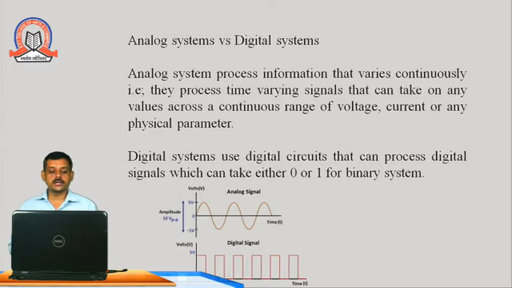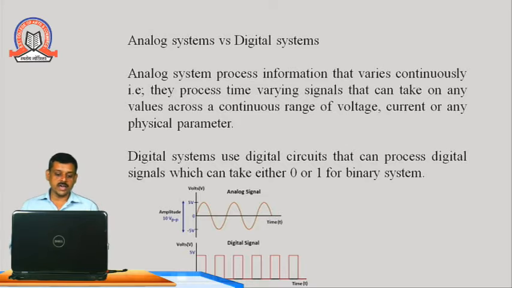Now what is meant by a digital system? A digital system uses digital circuits that can process digital signals. Like whatever I am talking, you are receiving that signal through the internet, and the internet uses a digital medium or digital data for transmission. So you can receive those signals in a digital way. So we can say that a digital system uses digital circuits that can process digital signals, which can take either the form of zero or one. It is nothing but a binary system.